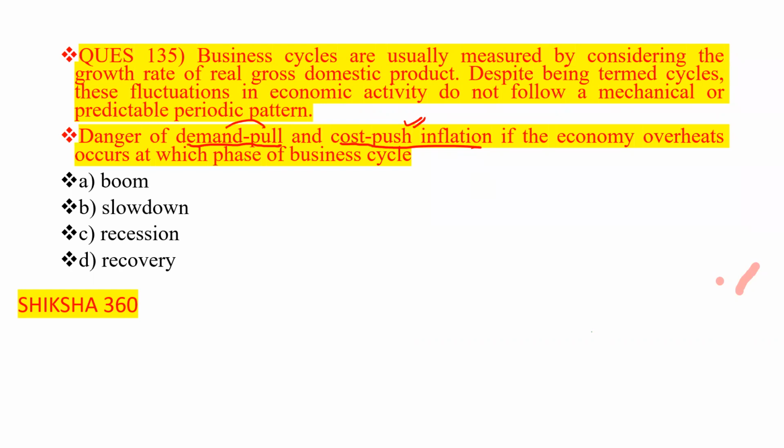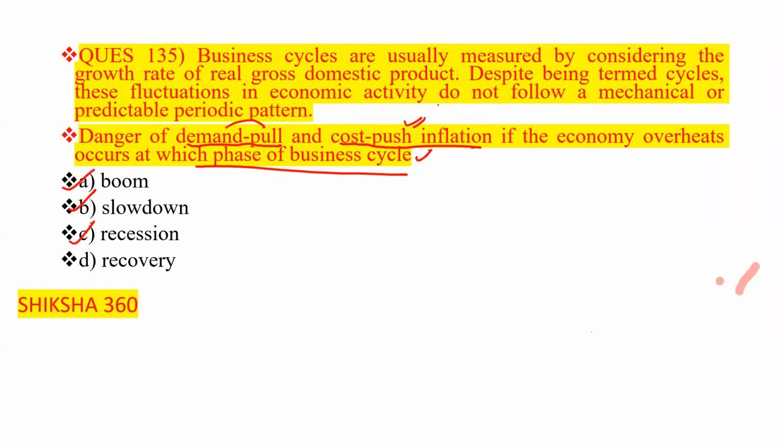Danger of demand pull inflation and cost push inflation. If the economy overheats, it occurs at which phase of the business cycle? Boom, slowdown, recession, and recovery. Clear? Demand pull and cost push inflation.